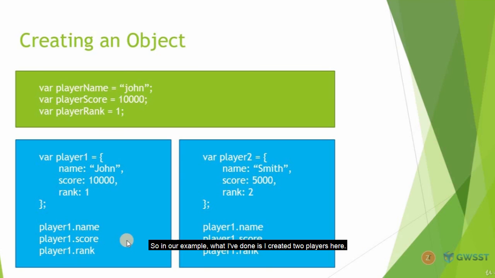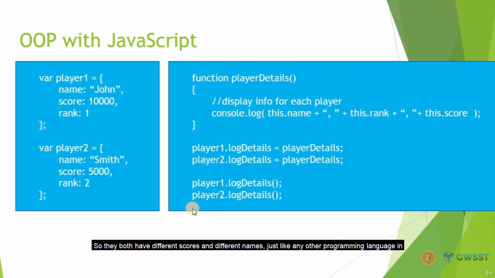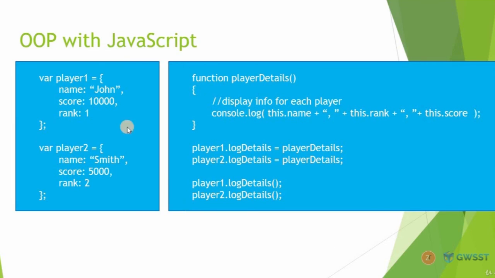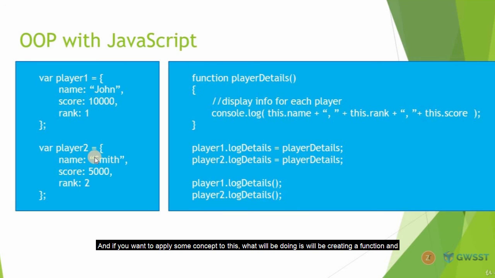In our example, I have created 2 players here. They both have different scores and different names. Just like any other programming language, in JavaScript we also have object-oriented programming. So these are 2 objects which I have created here. If you want to apply some OOP concepts to this, we'll be creating a function, and that function is going to store the details of that player. We're going to create a function called playerDetails. With the help of this function, we can display the details of each and every player.